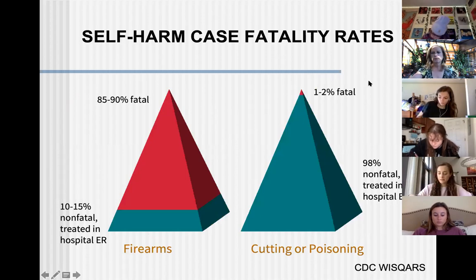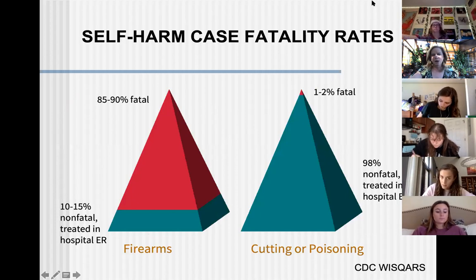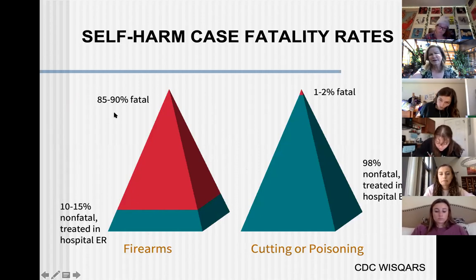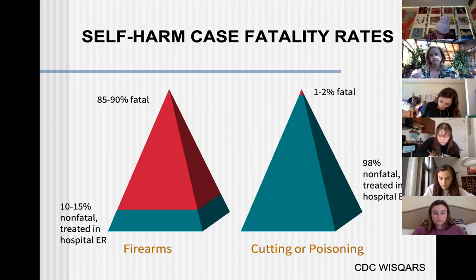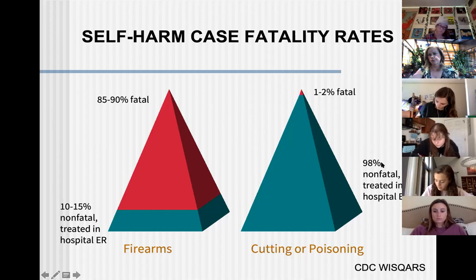When we look at what are called case fatality rates, meaning how lethal are cases, firearms are 85 to 90% fatal when used. It's only 10 to 15% of the time that an individual injures themselves with a firearm but does not die. When it comes to cutting or poisoning, that is rarely fatal. So 98% are non-fatal and can be treated in a hospital emergency department. This really gives you a feel for how dangerous it is: if an individual is suicidal and they intend to plan and use a firearm, they are much more likely to die than an individual who plans another method.